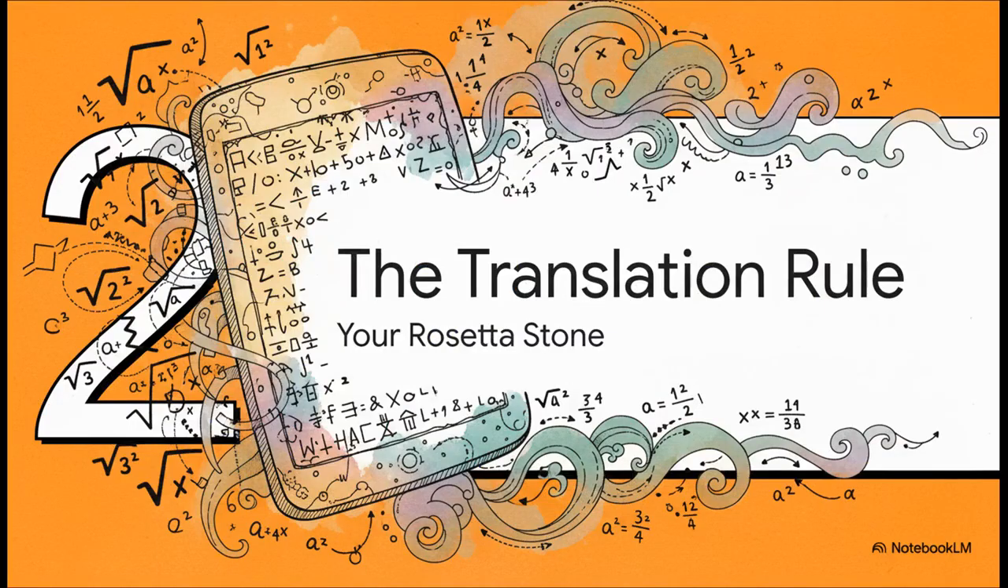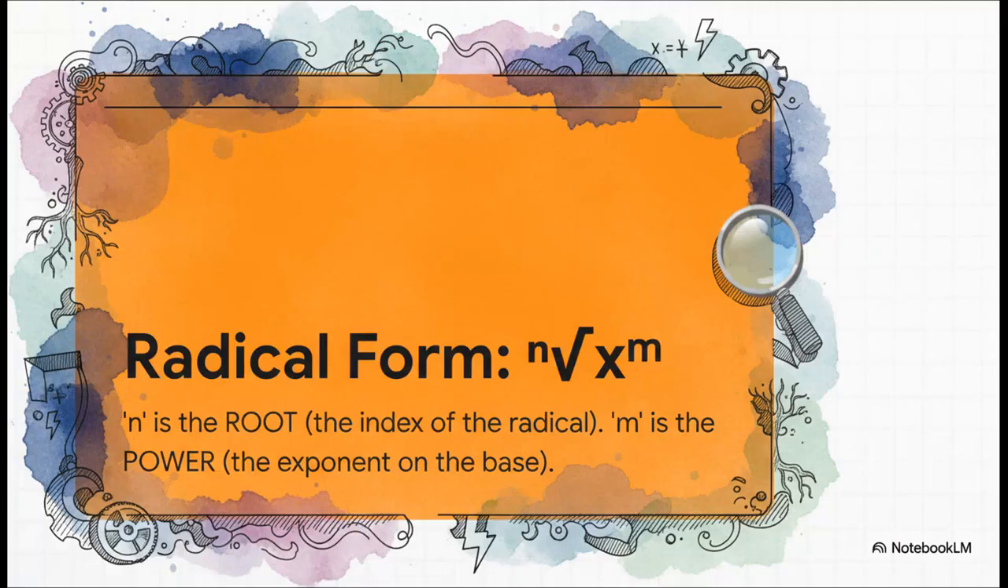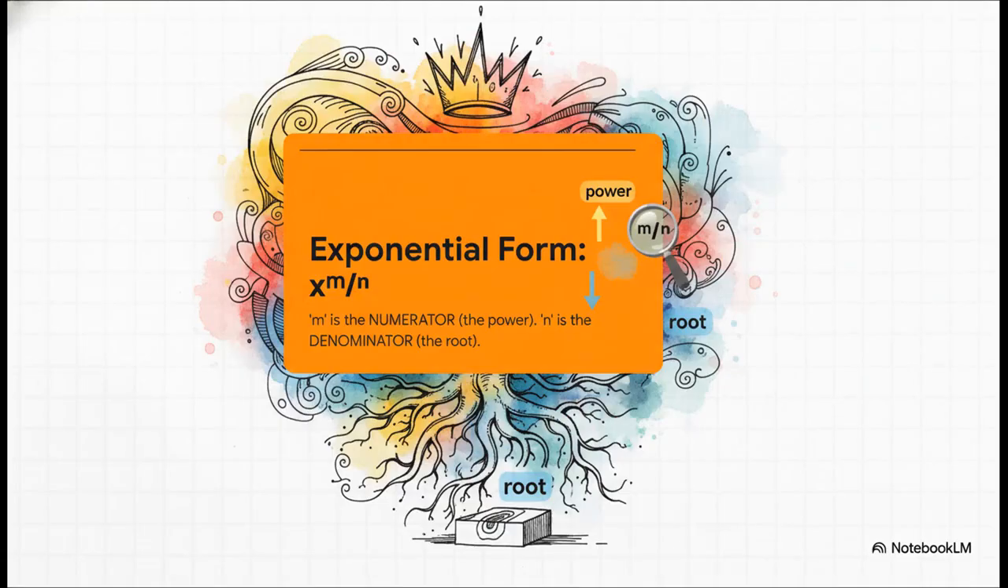So how do we get fluent? Well, you need a translation guide, right? A kind of mathematical Rosetta Stone. And the best part is, the rule is incredibly simple, and it works every single time. So first, let's look at radical speak. There are only two parts you need to worry about here. The little number tucked into the symbol, that's called the root. And the exponent on the number inside, that's the power. That's it, root and power. Easy enough, right? Now, for the other language, exponent speak.